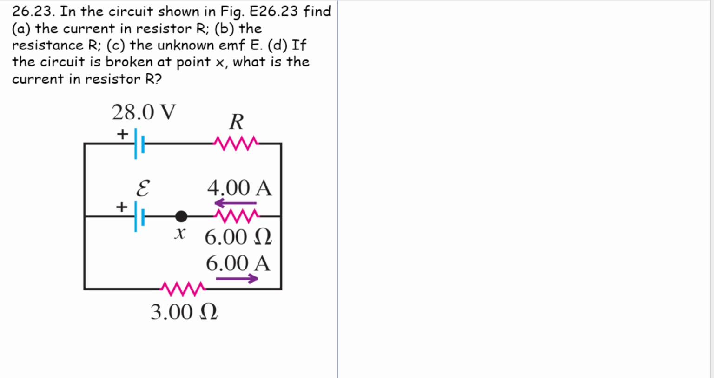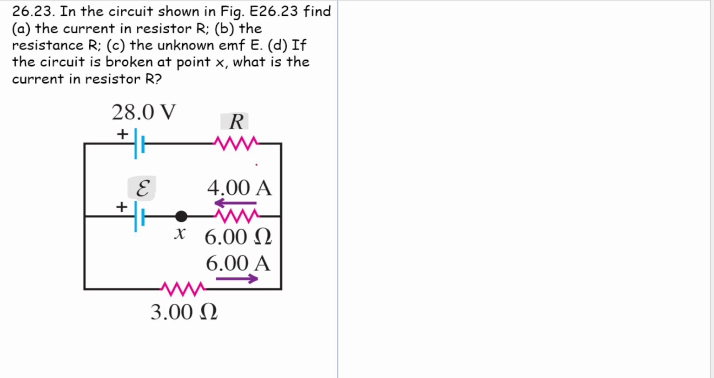Hello, in this video, I will explain how to solve this problem. The question is: in the circuit shown in figure E26.23, find the current in the resistor R. So we need to find the current that passes through this resistor R, and then the resistance R, and then the unknown EMF E.